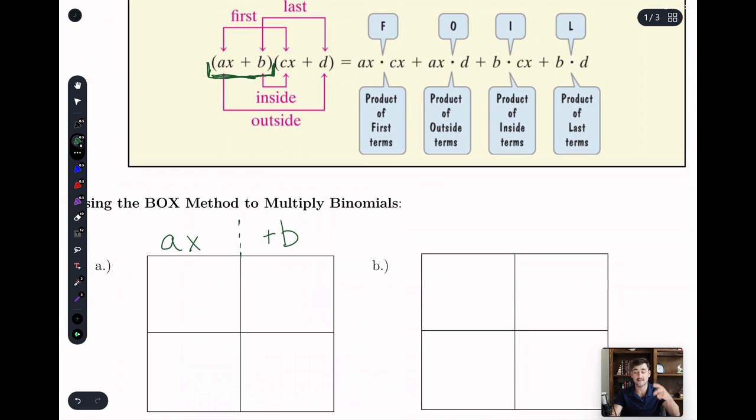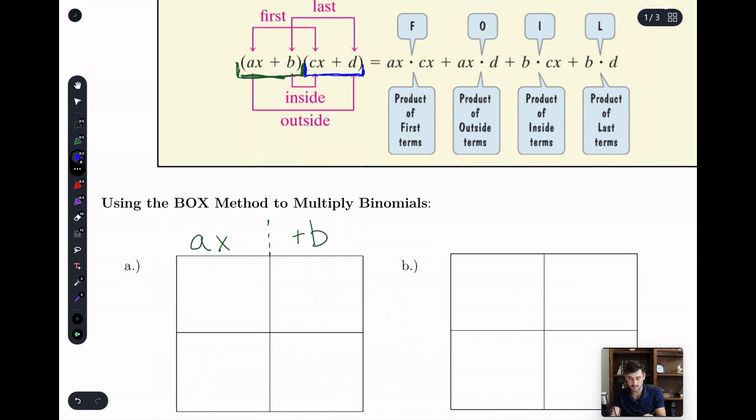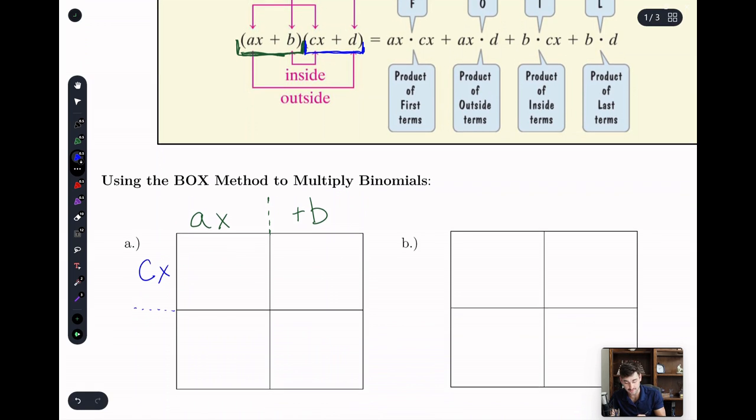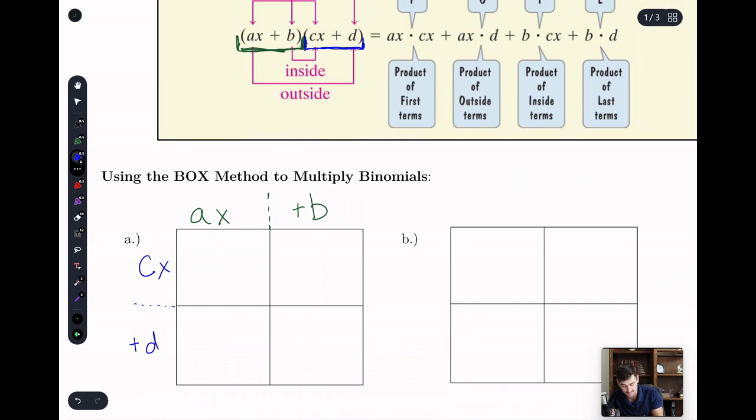Okay? And then I'm going to take that second binomial, I'll do it in blue. See this blue binomial right here? Take that and throw it over here, CX. I'm bringing that plus sign. The plus sign doesn't matter, but when it's a minus sign, it matters a lot. So I'm going to bring it over with us. Plus D. And now we're going to do the same thing. Literally each of these sections of the box co-align with the F, the O, the I, the L.